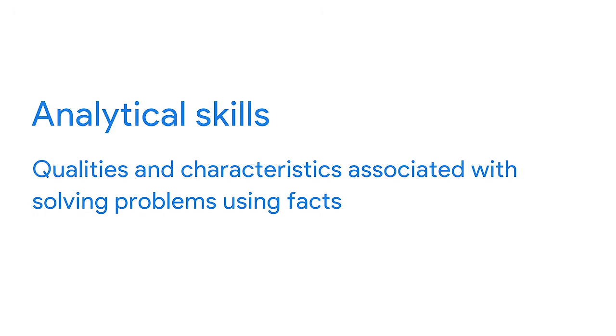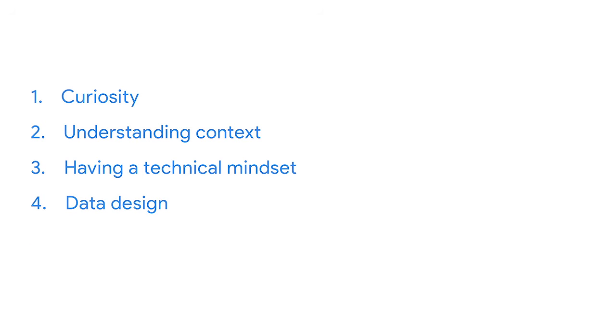Let's start by defining what I'm talking about here. Analytical skills are qualities and characteristics associated with solving problems using facts. There are a lot of aspects to analytical skills, but we'll focus on 5 essential points. There are curiosity, understanding context, having technical mindset, data design, and data strategy. Now, you may be thinking, I don't have these kinds of skills, or I only have a couple of them. But stay with me, and I bet you'll change your mind.